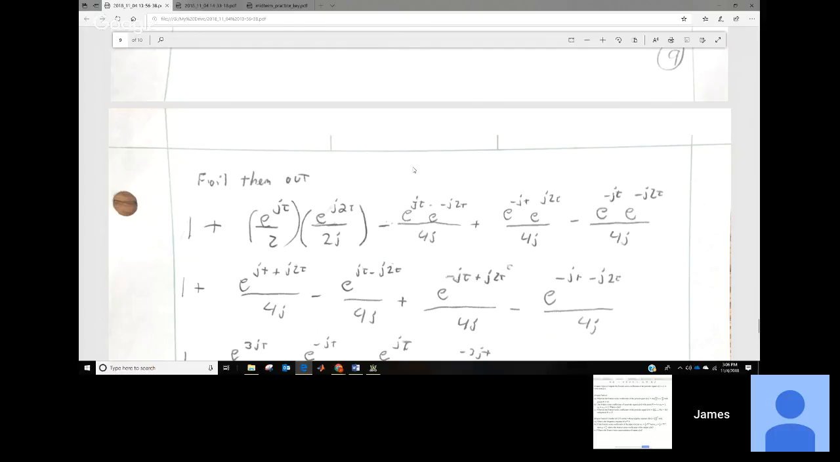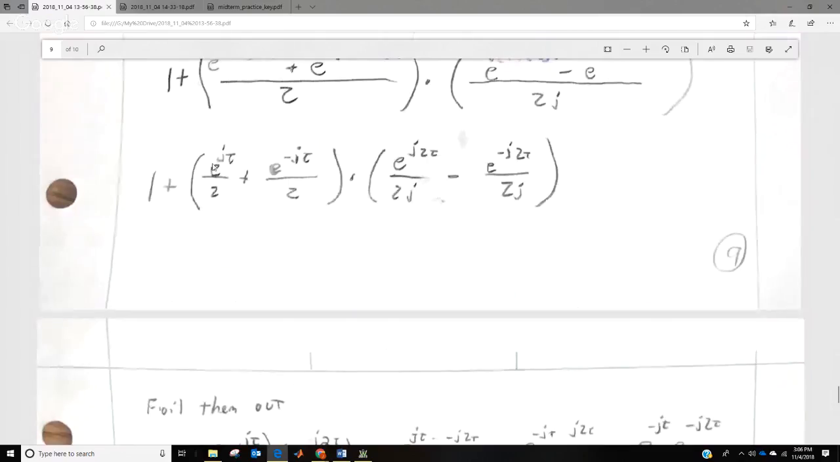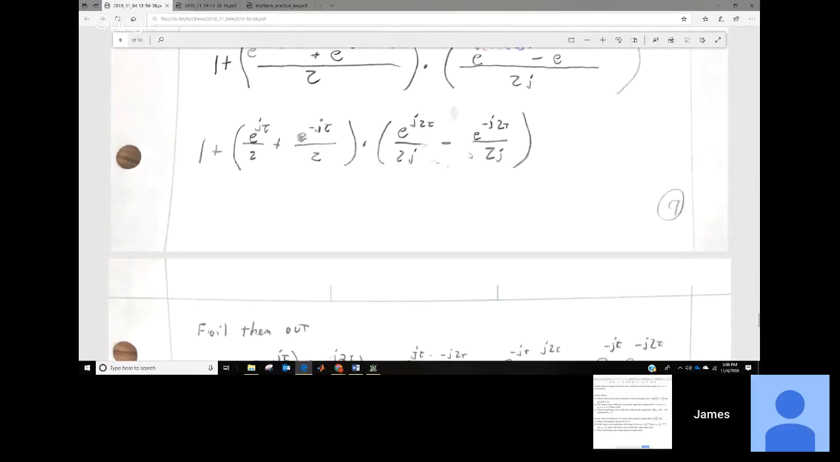Pay attention to the coefficients because we have a minus here. So the first one, we'll have a plus. Inside, we'll have a plus. Outside, we'll have a minus. And last, we'll have a minus as well.